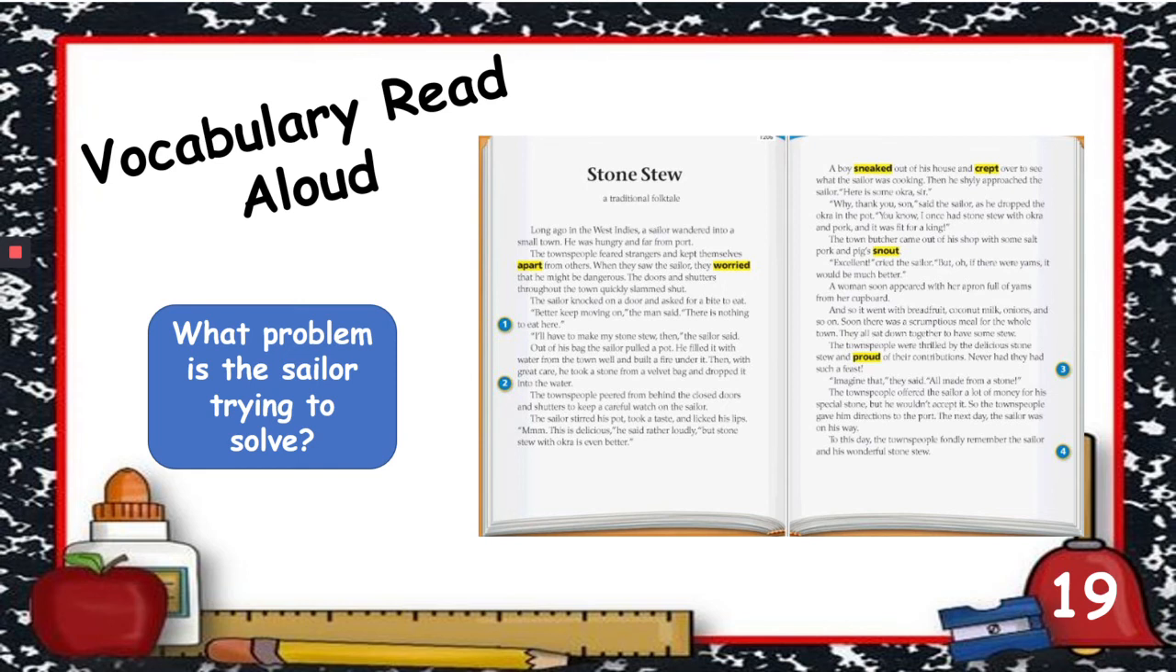Before I continue, I have a question for you. What problem is the sailor trying to solve? That's right. He is hungry. The sailor is very, very hungry.